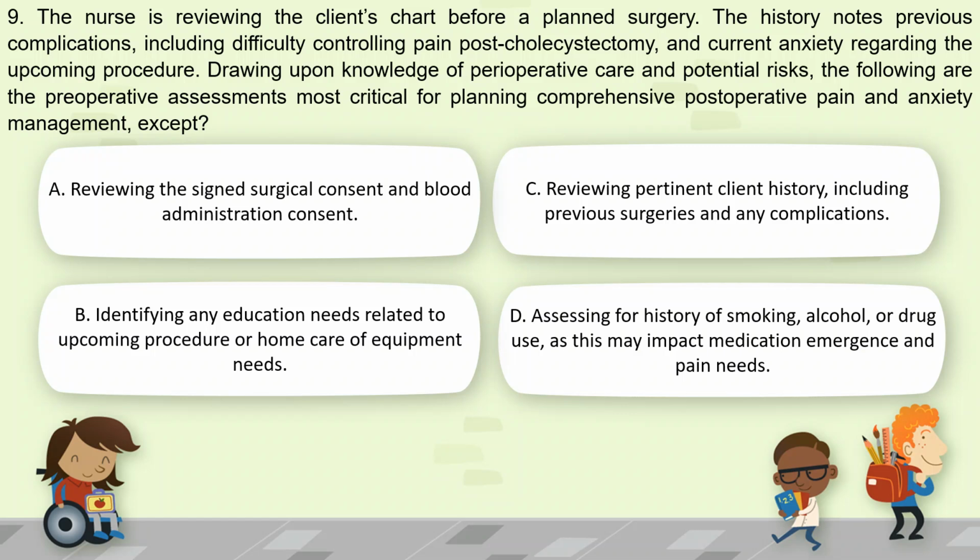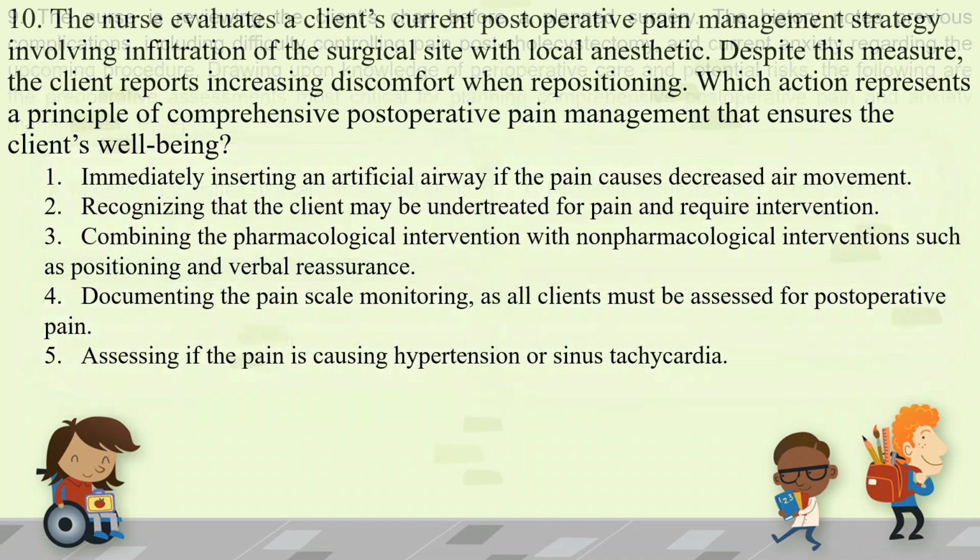So in this case, we're looking for a wrong answer. Letter A is actually a necessary preoperative check, but it does not directly contribute to planning specific postoperative pain and anxiety management based on the history, education needs, and substance use. So B, C, D, they are correct, but we're looking for a wrong answer. So what's wrong here is letter A, because that is on the preoperative part of the nursing care. Number nine, A. Number 10.